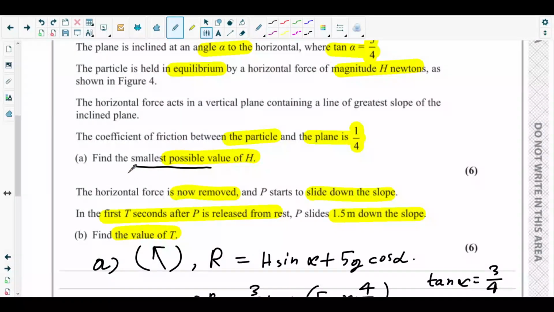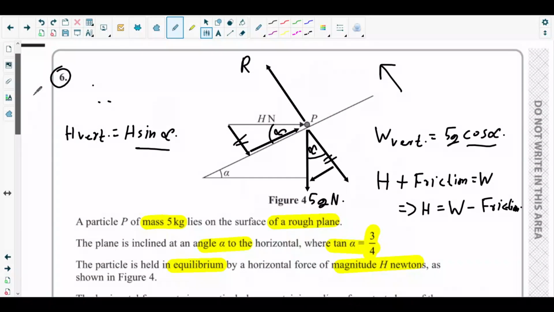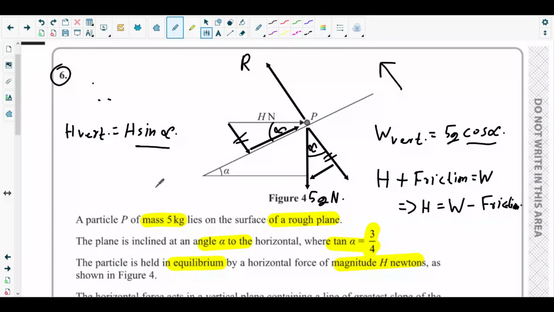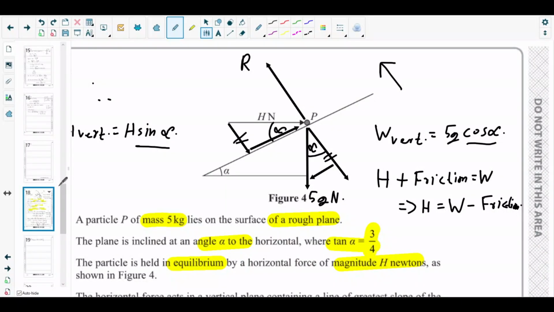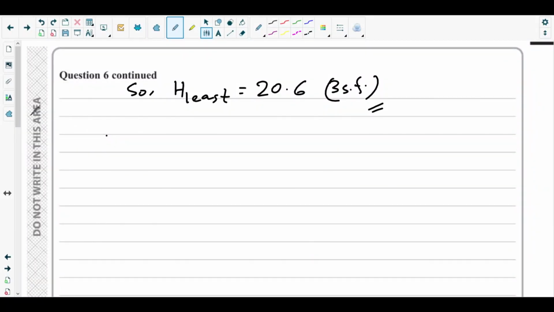So after the horizontal force H has been removed, you need to consider what impact it will have. The force H has both a horizontal component, along the inclined plane, and a vertical component. Since it had a vertical component, as the force H is removed, it will impact the normal contact force. If the normal contact force is impacted, then it will have an effect on the friction, because friction is mu R.